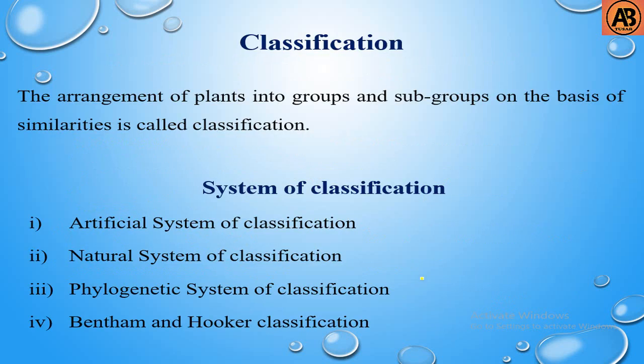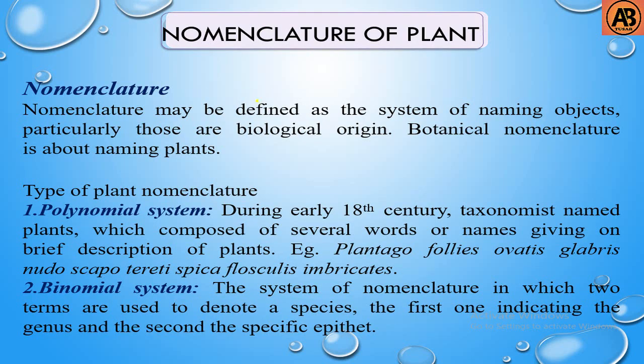Here we can see classification, the arrangement of plants into groups and subgroups on the basis of similarities, called classification. Systems of classification include artificial system, natural system, phylogenetic system, and Bentham and Hooker classification. Nomenclature of plants. Nomenclature may be defined as the system of naming objects, particularly those of biological origin. Botanical nomenclature is about naming plants.